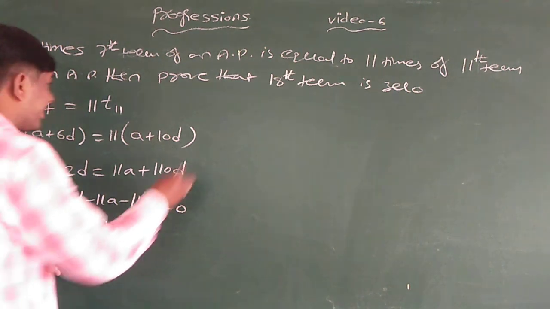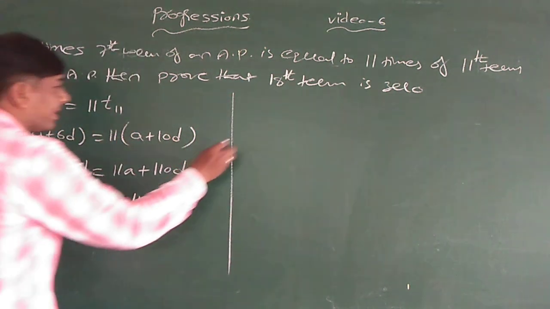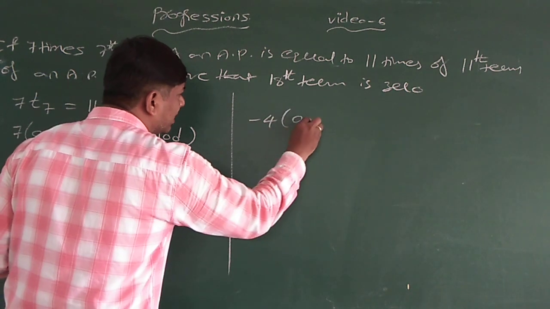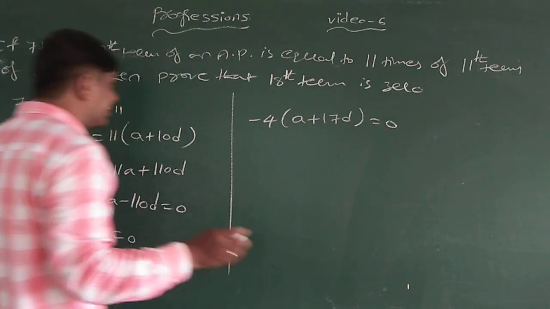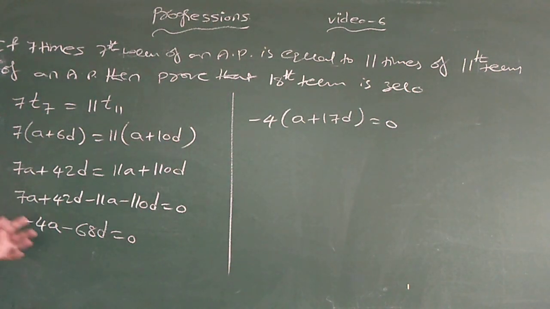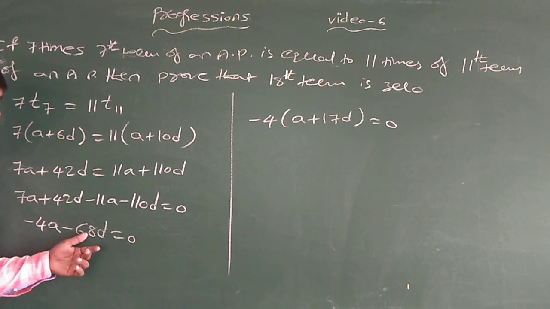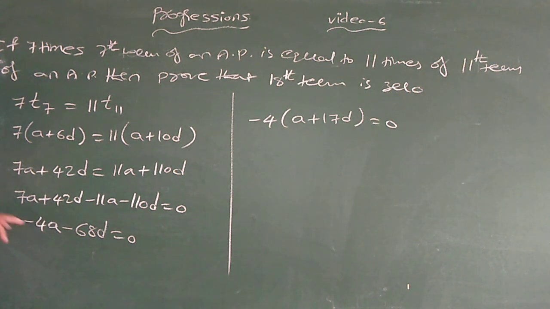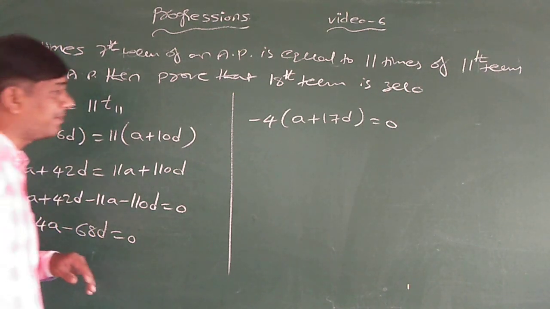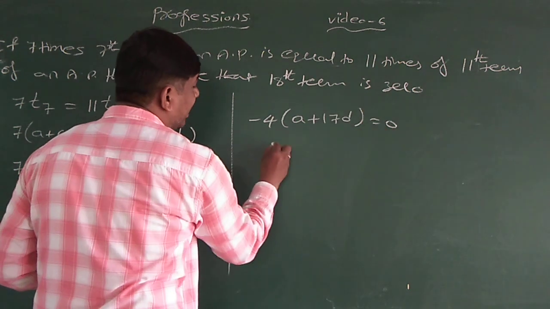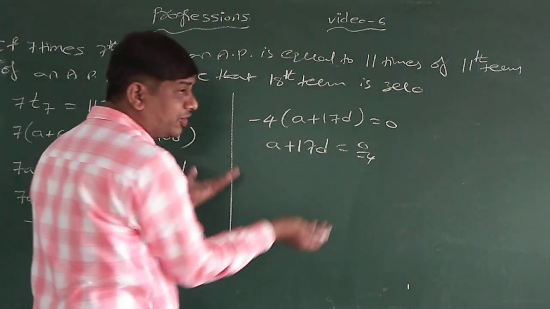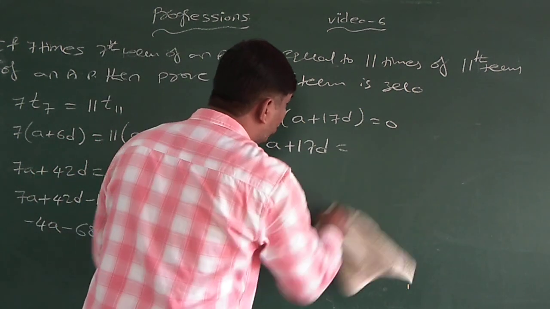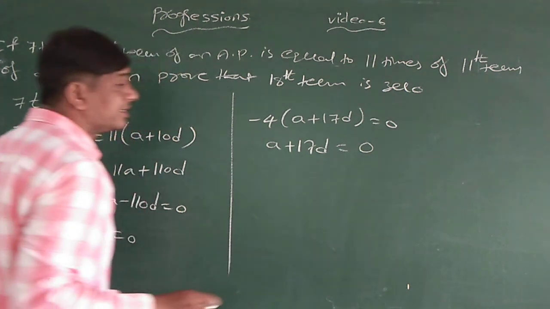Now from this, if I take minus 4 common, what do I get? a plus 17d is equal to 0. Is it correct? I took minus 4 common from these two terms because 4 and 68 have a common factor of 4, and the minus is also there. Then minus 4 goes to the other side: a plus 17d is equal to 0 divided by minus 4, and 0 divided by minus 4 is 0.